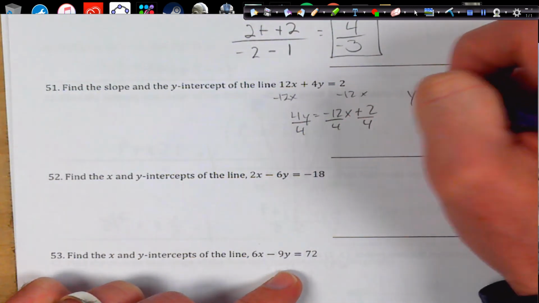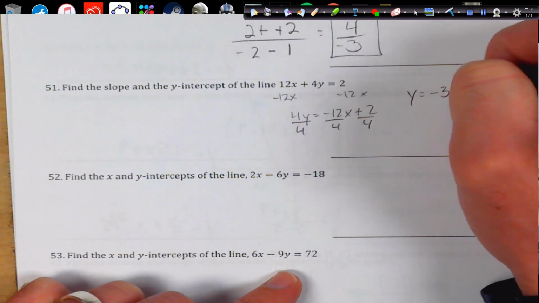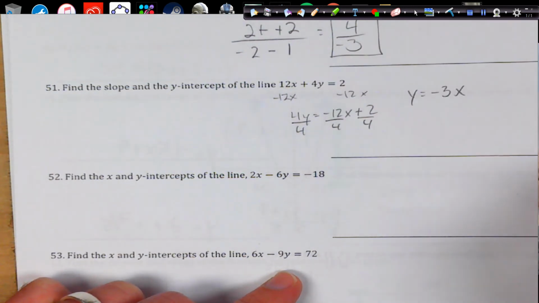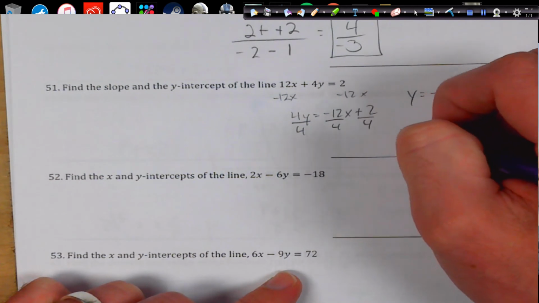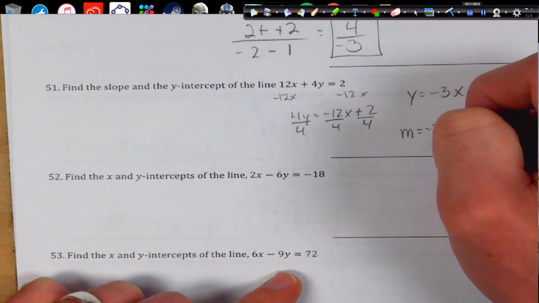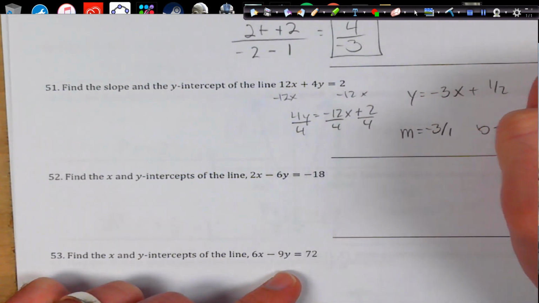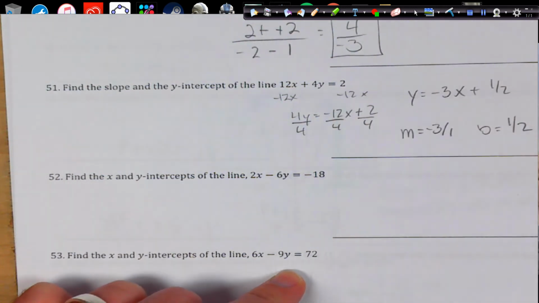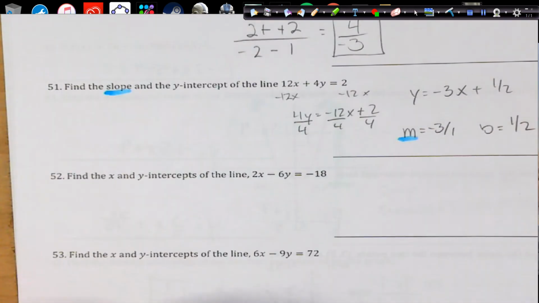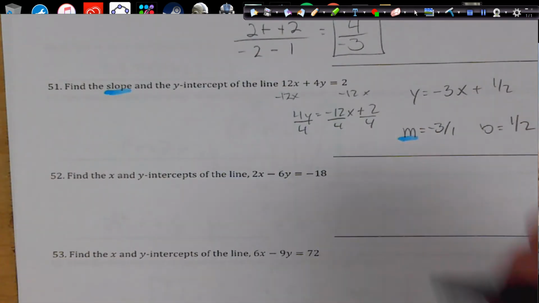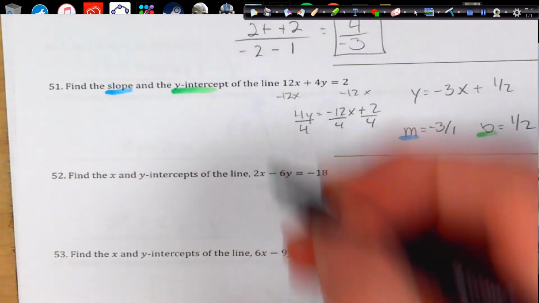So y is going to equal negative 3x. 12 divided by 4 is negative 3. Plus 1/2. So my slope is going to be negative 3 over 1, and my y-intercept is going to be 1/2. Again, m is going to stand for slope, and b in the equation stands for y-intercept.